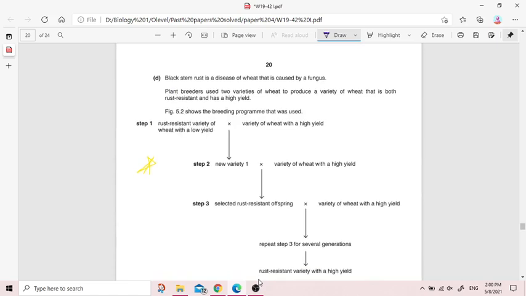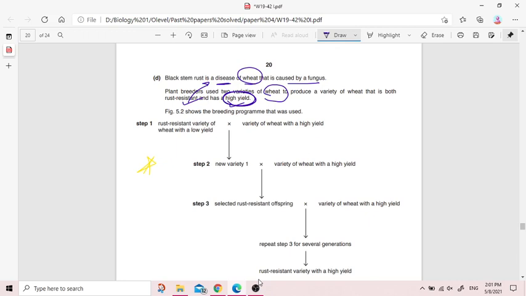D. Black stem rust is a disease of wheat that is caused by a fungus. The fungus affects the wheat causing this disease. Plant breeders will use 2 varieties of wheat to produce a variety that is both rust resistant and has a high yield. So I will do selective breeding or artificial selection in order to produce a variety that is resistant to this disease and also gives me a high yield of crops.